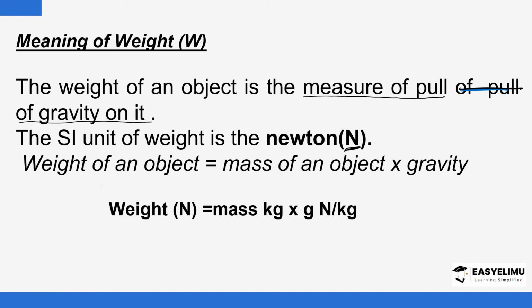So we have the formula that is used for calculating weight. You take the mass of the object, you multiply by the gravity of a particular planet or of a particular place. Gravity definitely varies from one place to another. So the weight of an object will depend on these two factors. How much is the mass? What is the mass of that body? And then what's the gravity of that particular place?